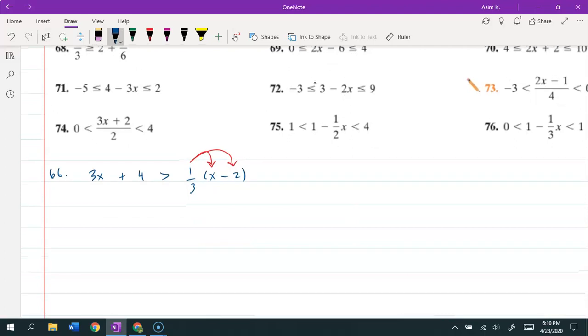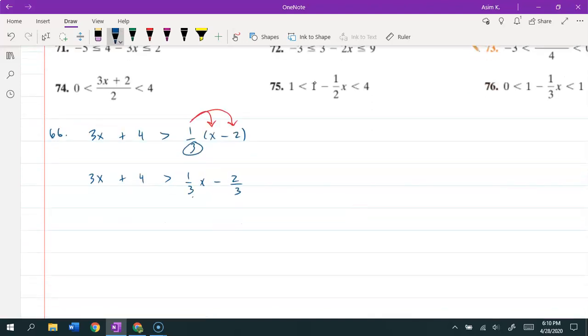It's really your call. I generally find that just multiplying the entire thing by 3 works a lot better. But let's just do it this way though. Okay, so 3x plus 4 is greater than 1/3 x minus 2/3, like this over here. And then we're going to bring the 1/3 x to the left side, and we're going to bring the 4 over to the right side, right?